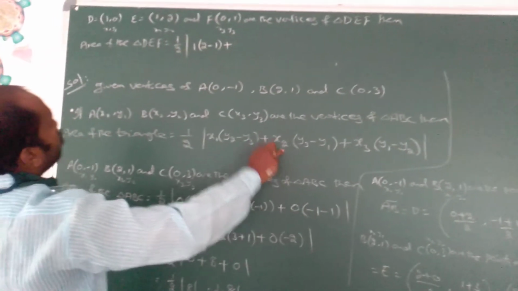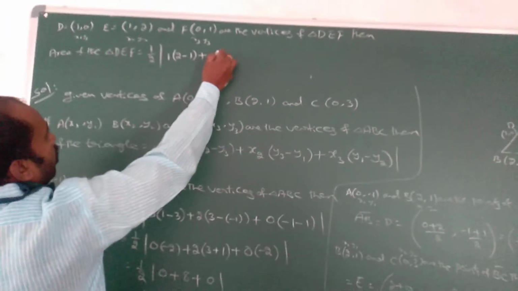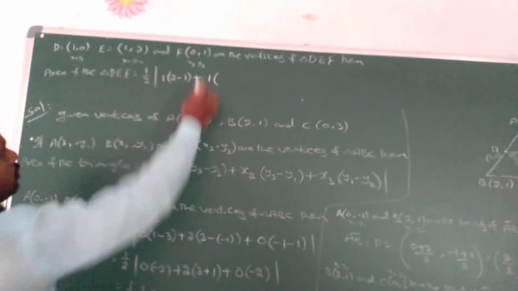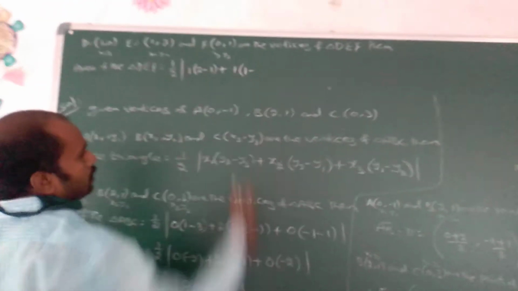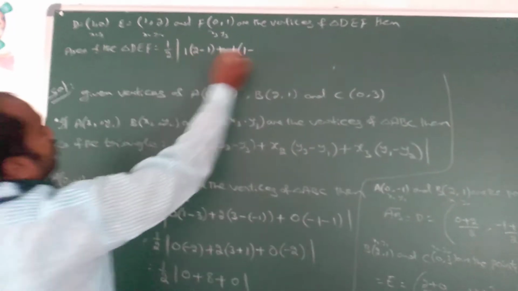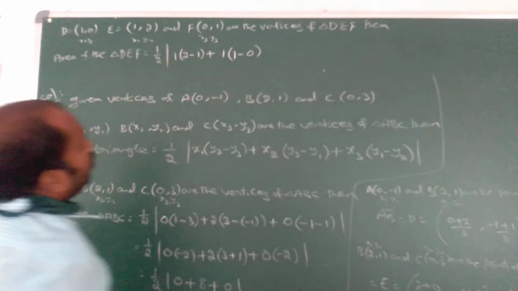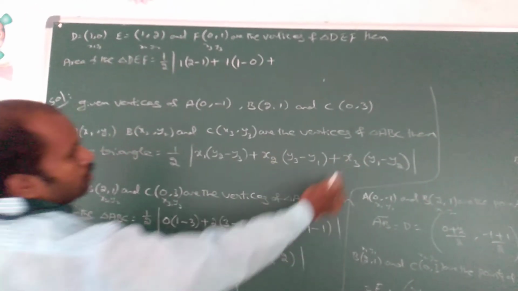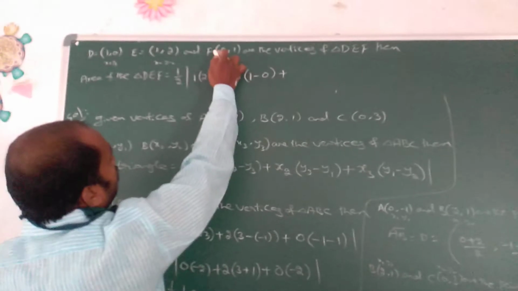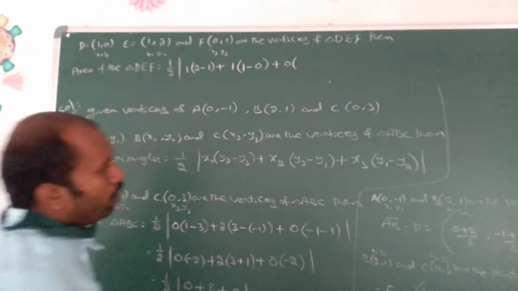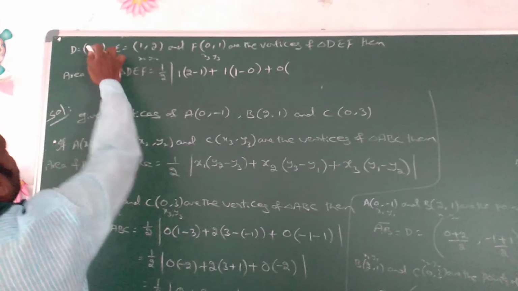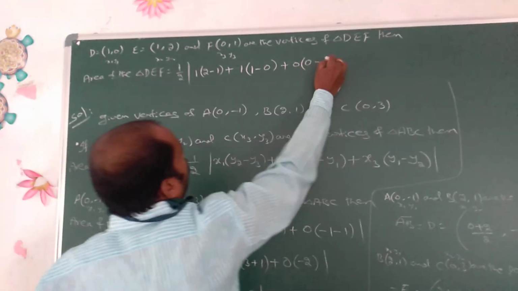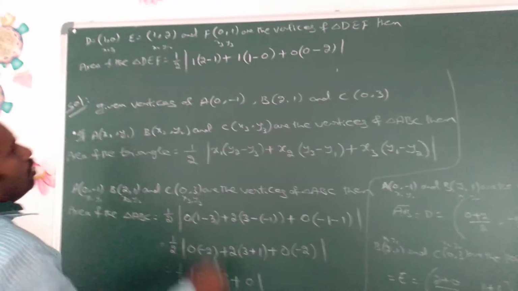Plus the second term, starting with x2. x2 is 1 into (y3 minus y1). y3 minus y1 means y3 value is 1 minus y1, y1 is 0. Okay. Next, the third term, plus the third term, first one is x3. x3 value is 0 into (y1 minus y2). y1 is 0 minus y2, y2 is 2. Now simplify, modulus close.